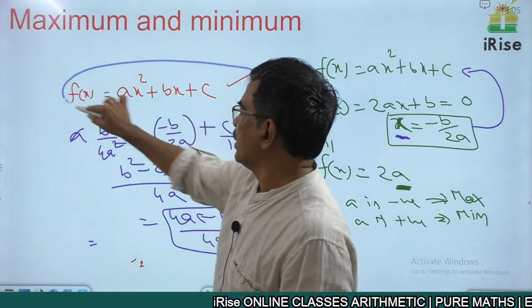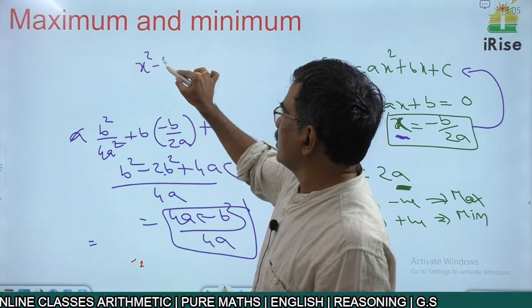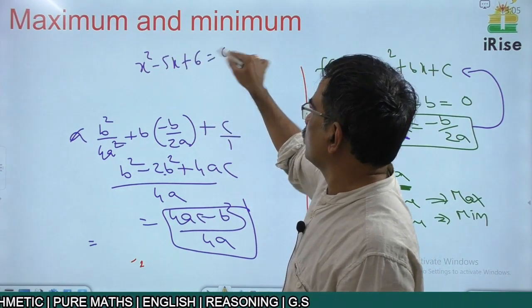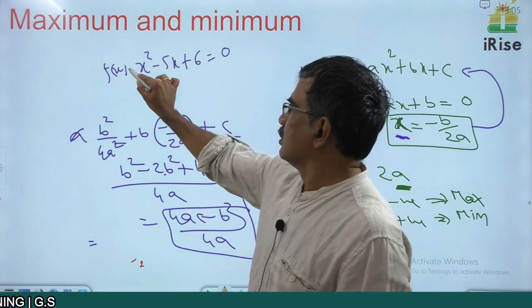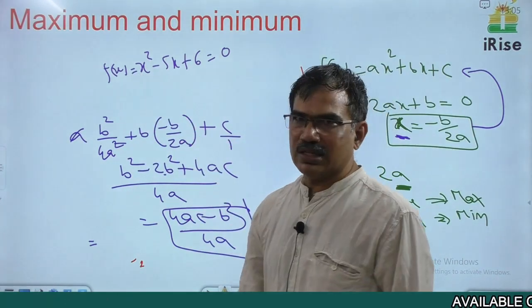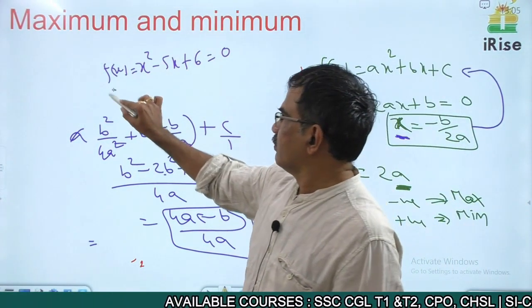I want to give a simple example also. For example, x square minus 5x plus 6 is equal to 0 is the given function. Here the coefficient of x square is 1, so it is positive, meaning it has a minimum value. Find f dash x.